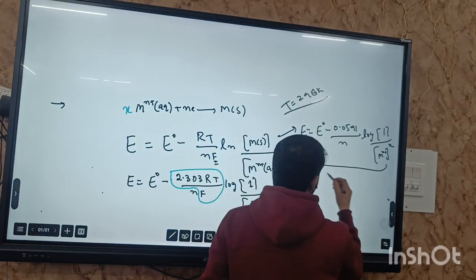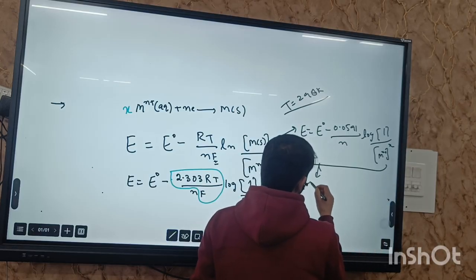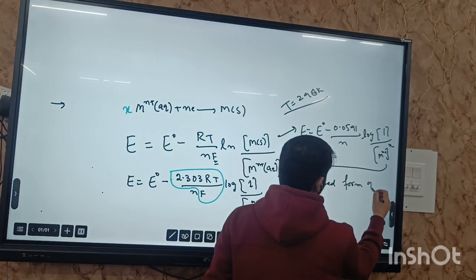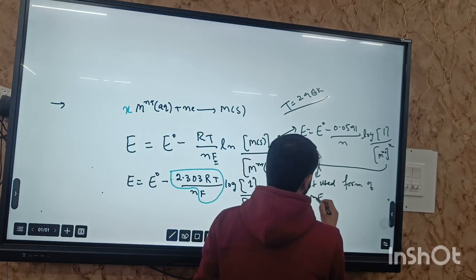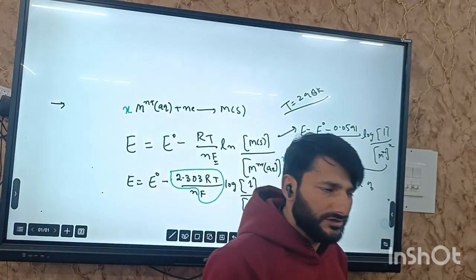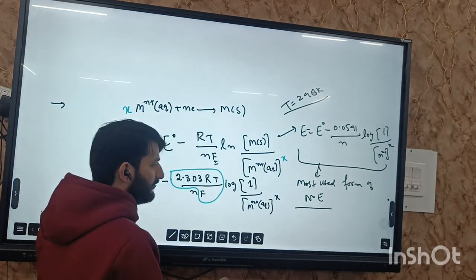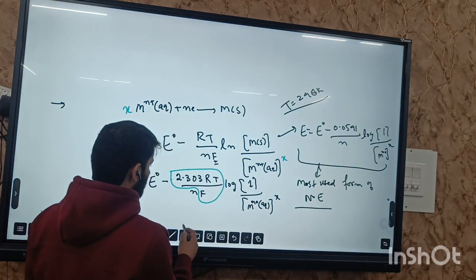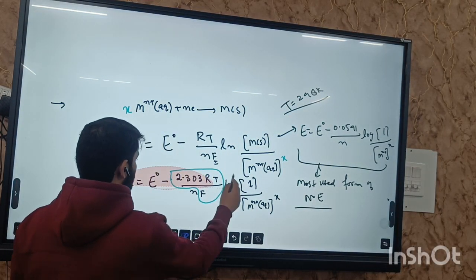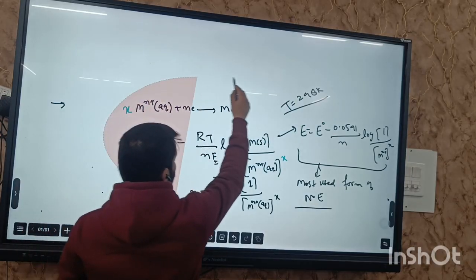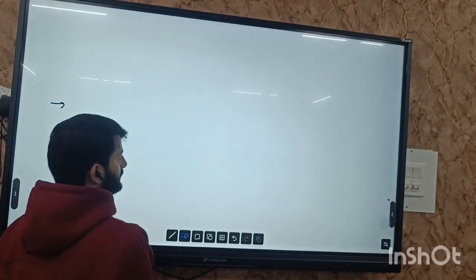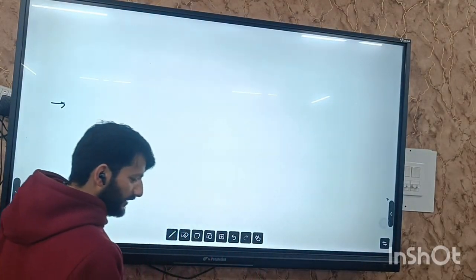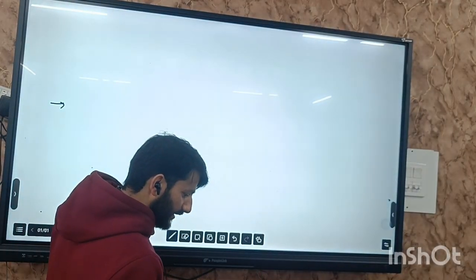This is the most used form of the Nernst equation. Some people call it Nernst and some say Nernst, so it doesn't matter too much, but you should know the concept as well. Before completing anything, we must always go for a numerical. Here we are asked to calculate the reduction potential of a cell at 298 Kelvin.